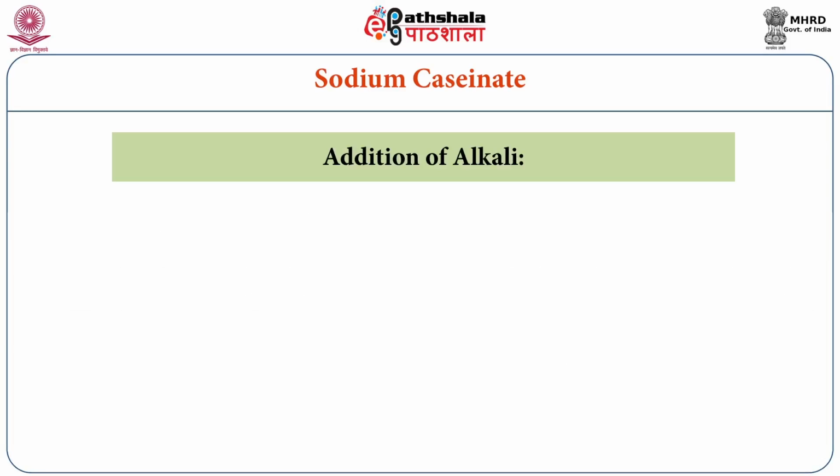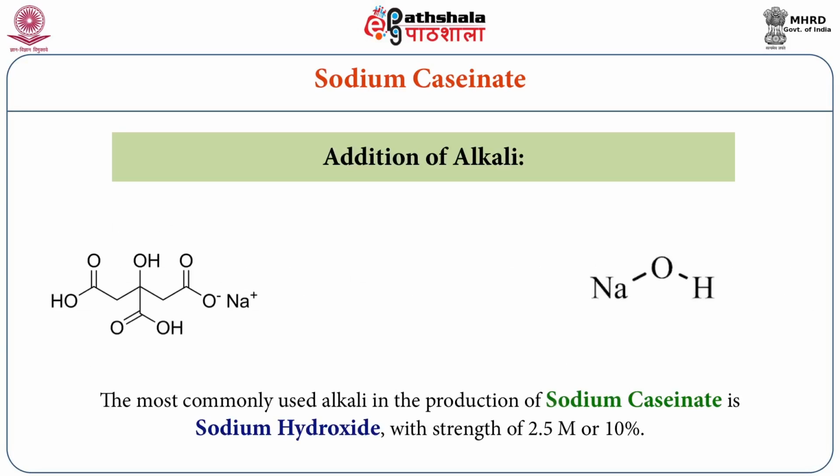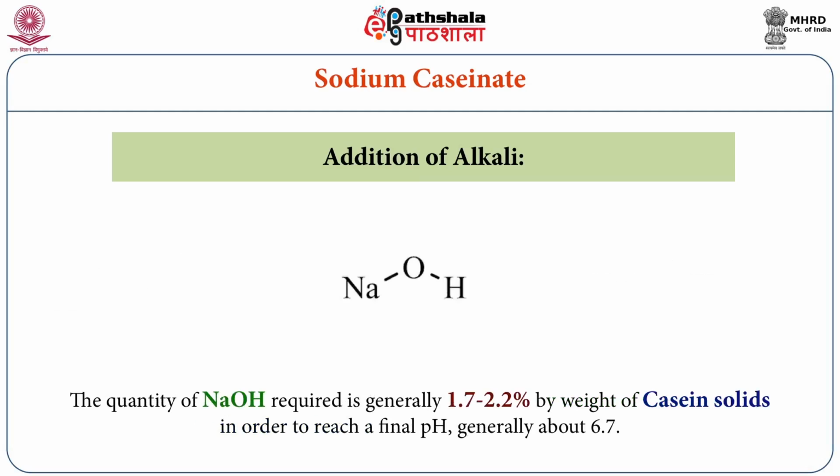Addition of alkali. The most commonly used alkali in the production of sodium caseinate is sodium hydroxide, with a strength of 2.5 molar or 10% solution of NaOH, that is sodium hydroxide. The quantity of sodium hydroxide required is generally 1.7 to 2.2% by weight of casein solids in order to reach a final pH generally about 6.7. So, the sodium caseinate slurry will have a final pH of around 6.7.